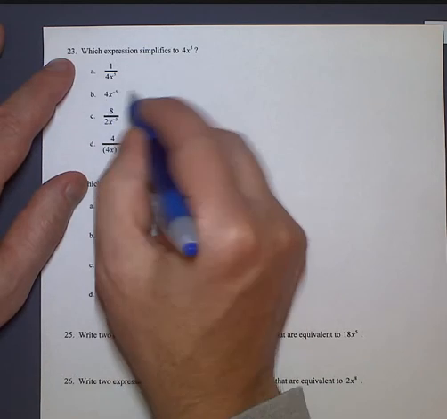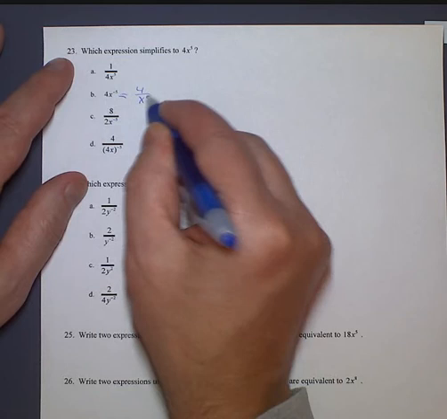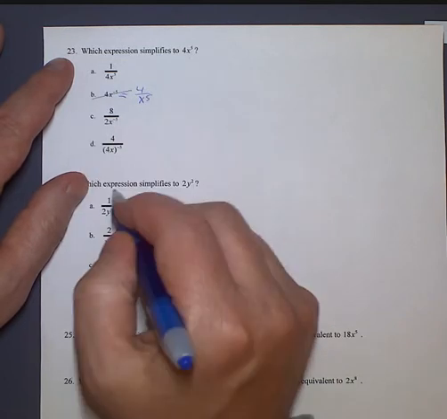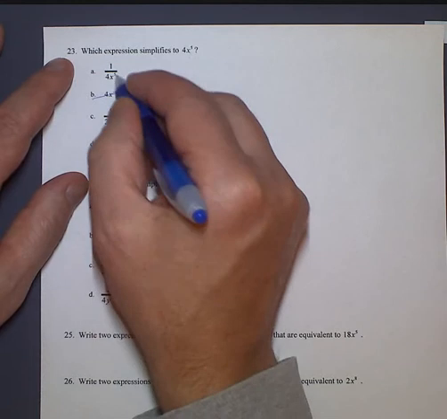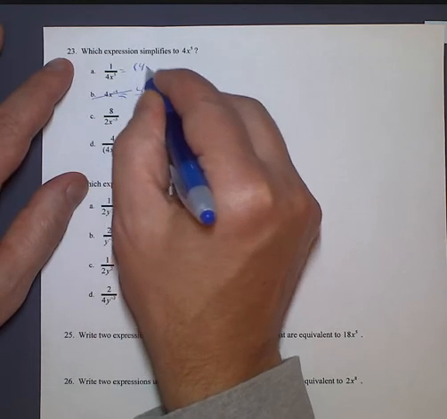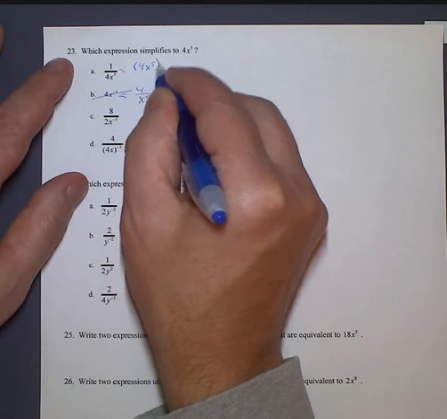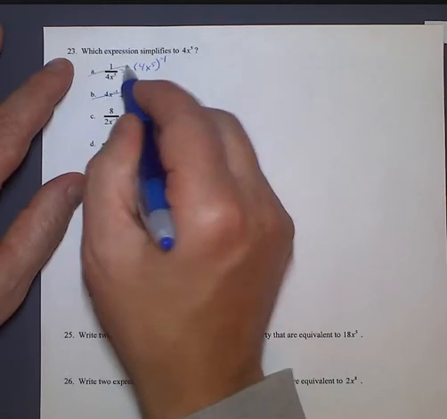This one here would equal what? 4 to the x over 5. That's not that. This one, if I brought it up, I would have to say it is 4x to the fifth all to the negative 1. Close, but that's not it.